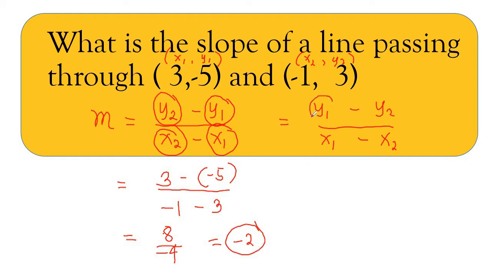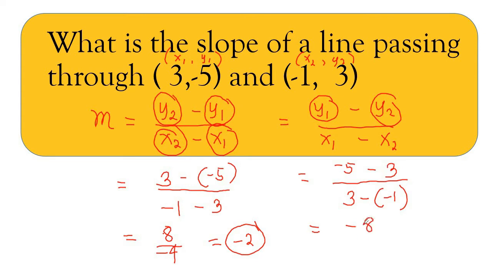So, let's again substitute the values of y sub 1 and y sub 2 from our given 2 points. So, this is equal to -5 minus 3 all over 3 minus -1. Simplifying the expressions, -5 minus 3 is -8. Then 3 minus -1, that's 4. Divide. -8 divided by 4, that's -2. So, we have the same result. The slope of the line passing through point (3, -5) and point (-1, 3) is -2.